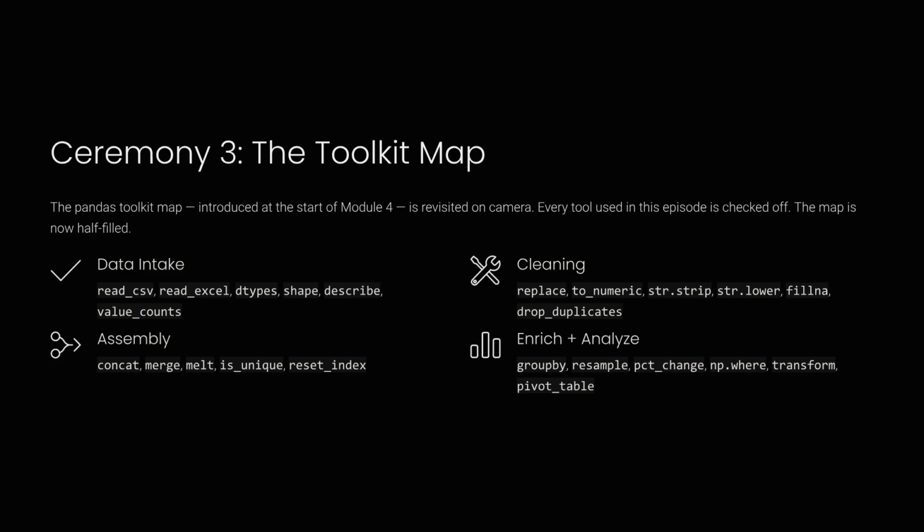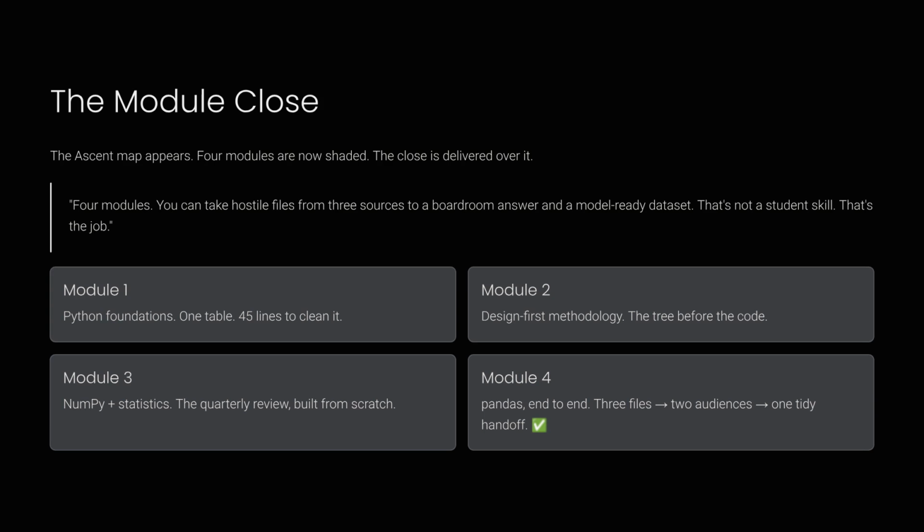In our third ceremony, we map out our toolkit. We have now covered everything from data intake and cleaning to assembly and enrichment. Our toolkit is now half filled, representing a massive leap in your data science capabilities. After 4 modules, you are ready to take hostile files from multiple sources and transform them into boardroom answers and model-ready data. This isn't just a student exercise. You are now performing the actual work of a data scientist.